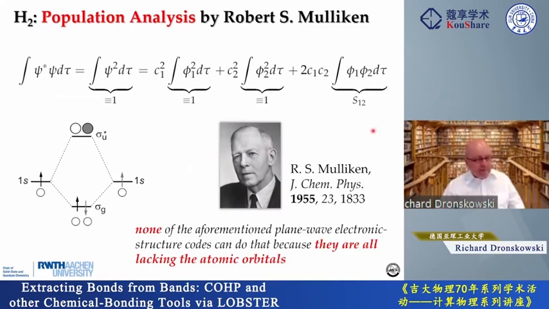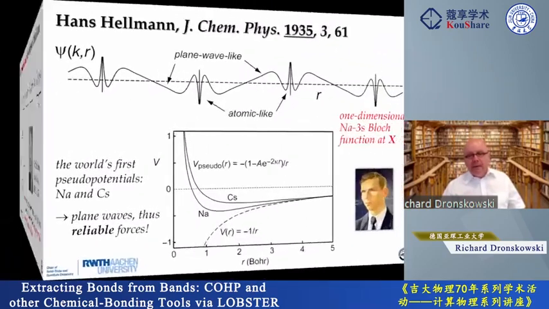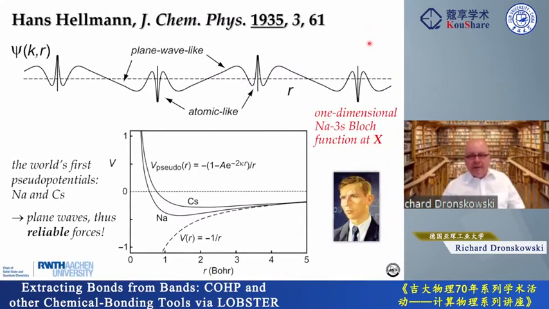This is the reason why still many people are unable to extract the chemical bonding information from their plane wave data. So let me illustrate this to you with another example. Instead of a one-dimensional chain of hydrogen atoms, I now take a one-dimensional chain of sodium atoms. And I'm depicting here a wave function at X, so at the zone boundary, for sodium 3s atomic orbitals. So this wave function will look like this.